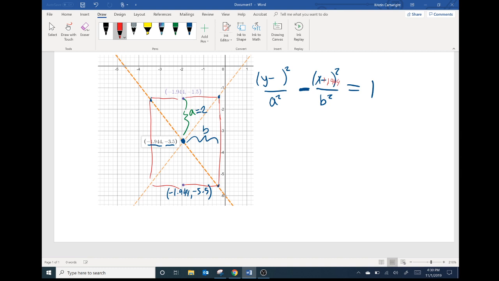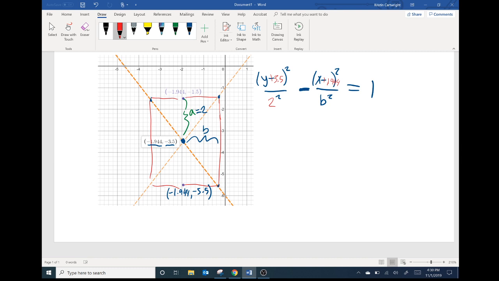1.944. And over here, my y-coordinate of the center is negative 3.5. So I'm going to end up adding, because I'm going to be subtracting a negative, 3.5. So I've got those in there. I also know my a, because we saw that 2 units away was my a, so I could put my 2 in there. So again, on this one, I just need to know what my b is. I need to know what my b is.